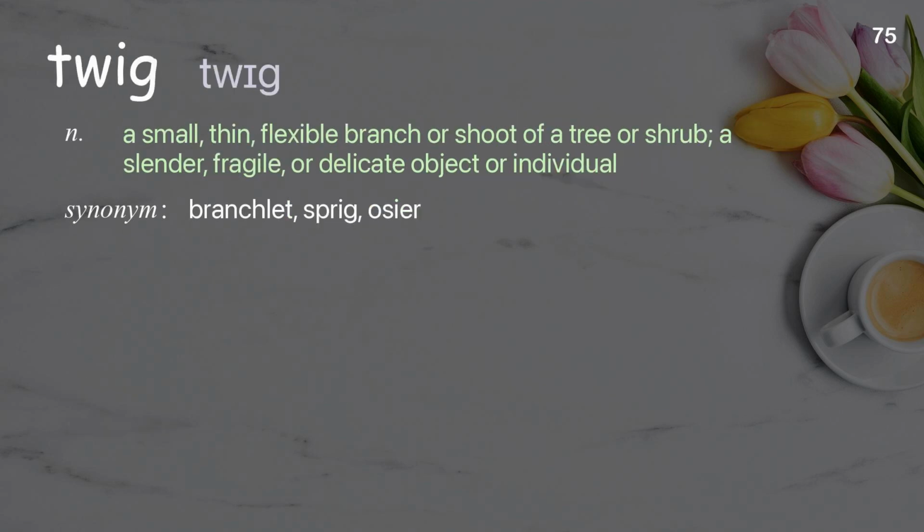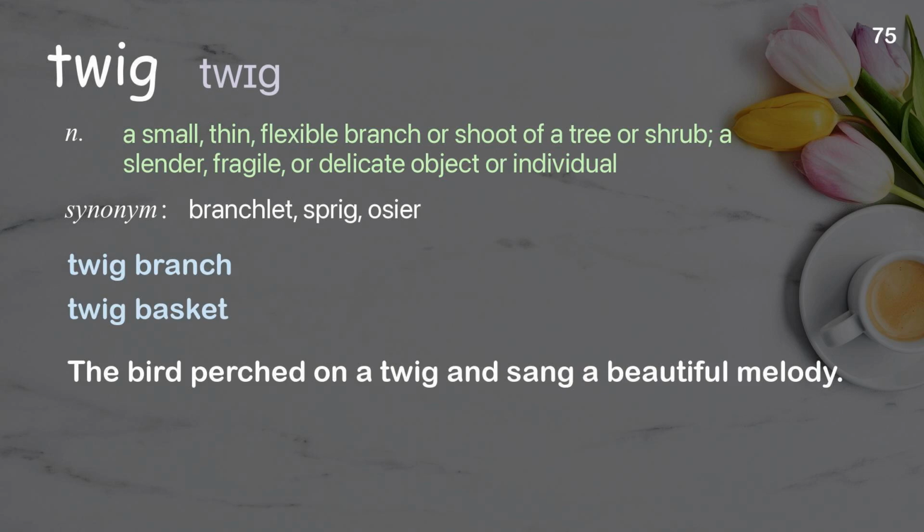Twig. A small, thin, flexible branch or shoot of a tree or shrub, a slender, fragile, or delicate object or individual. Examples: twig branch. Twig basket. The bird perched on a twig and sang a beautiful melody.